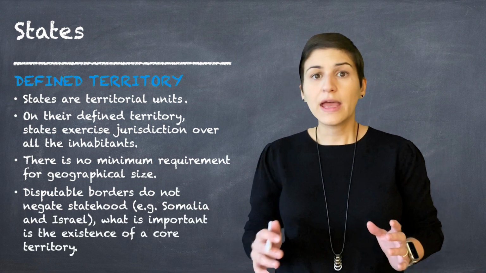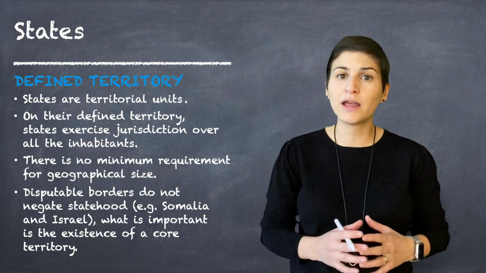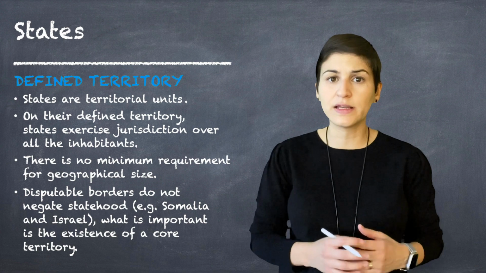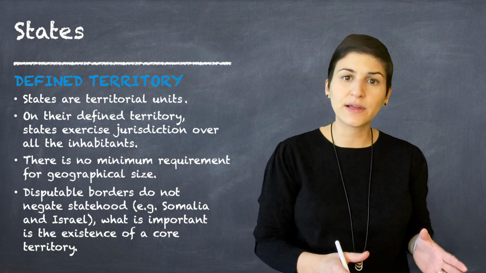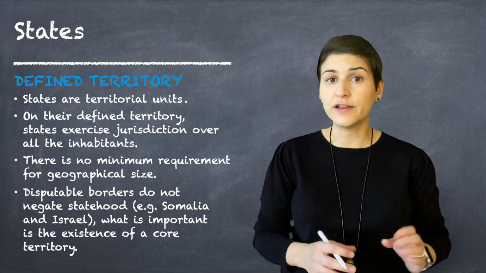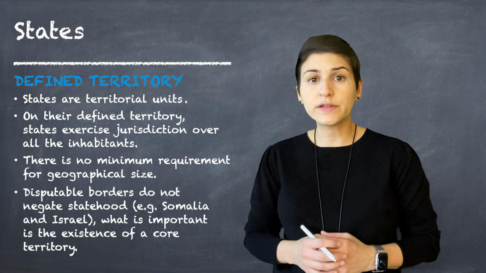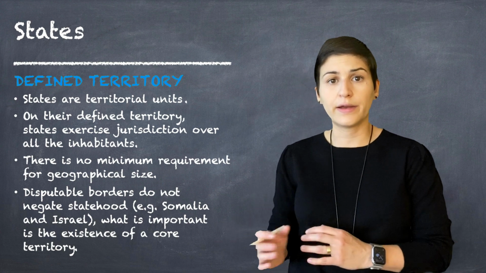In other words, a state's territory may not be fully defined and there might be disputes with other states in terms of the exact limits of the territory. But if an entity has a defined core territory, undisputed core territory, then we can consider the territory component there.